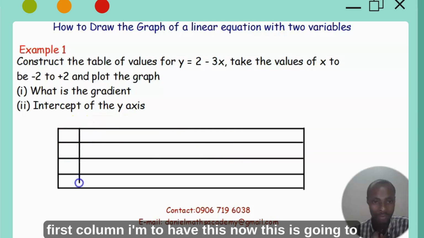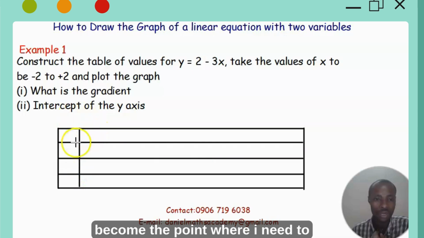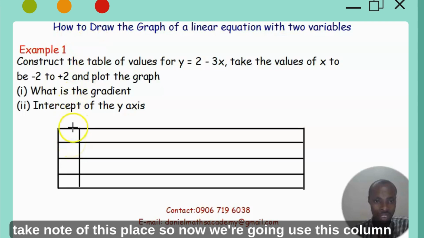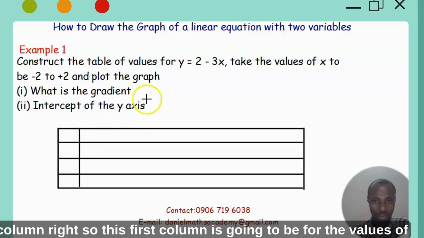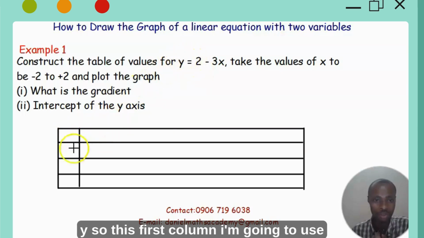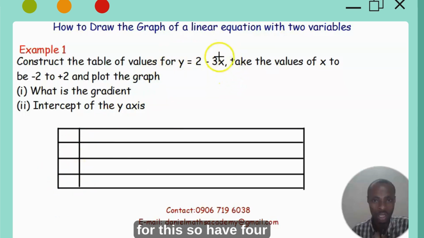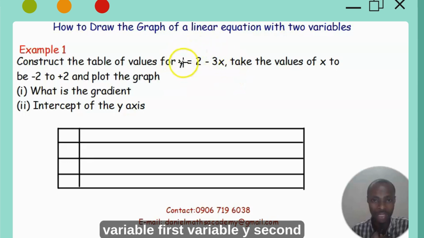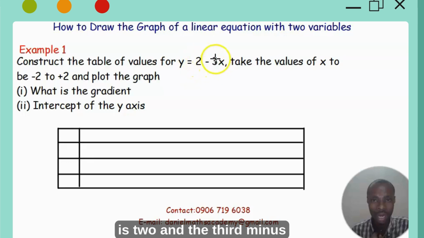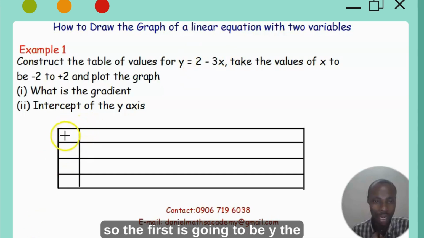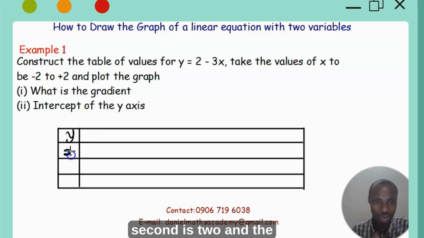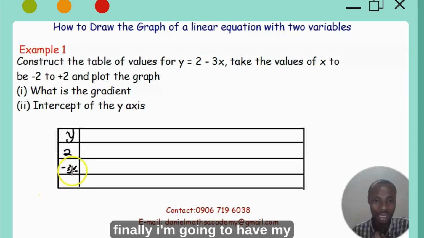All right, so for my first column I'm going to have this. So I'm going to draw each of these columns, right? So this first column is going to be for the values of y. So this first column, I'm going to use this to write the equation. So we have three variables. First variable y, second 2, and the third minus 3x. So the first is going to be y, the second is 2, and the third is minus 3x. Okay, so this is what I have, and then finally I'm going to have my x values.